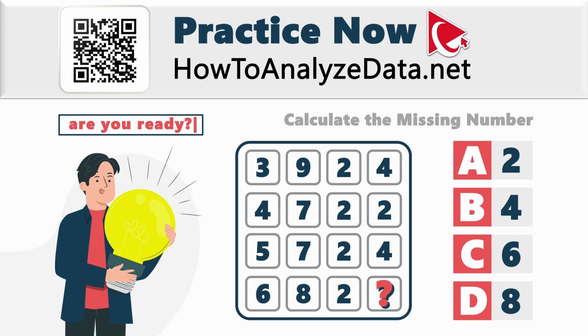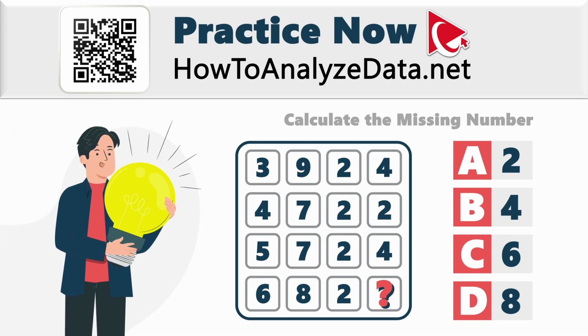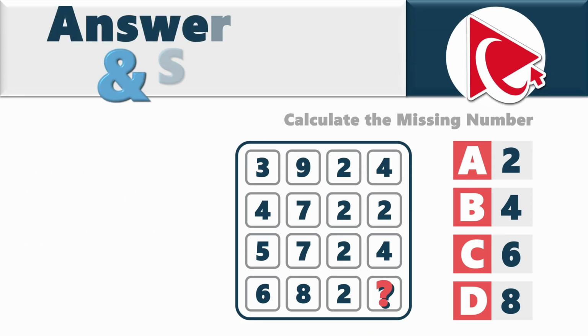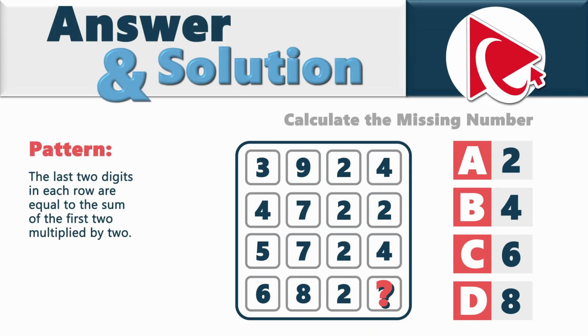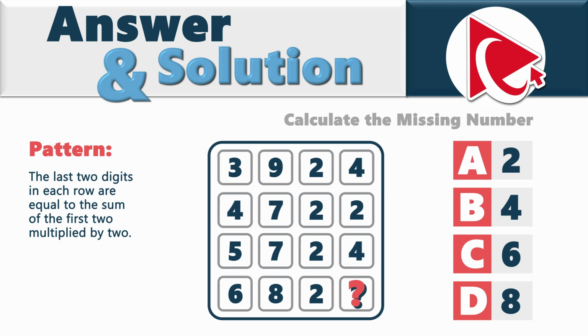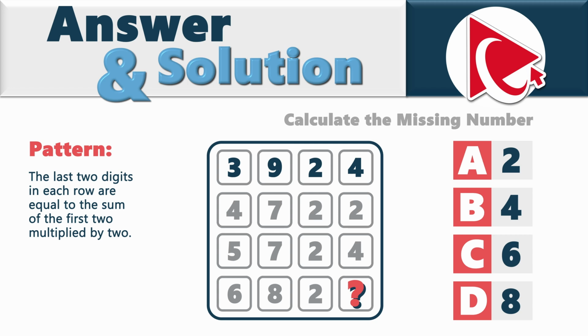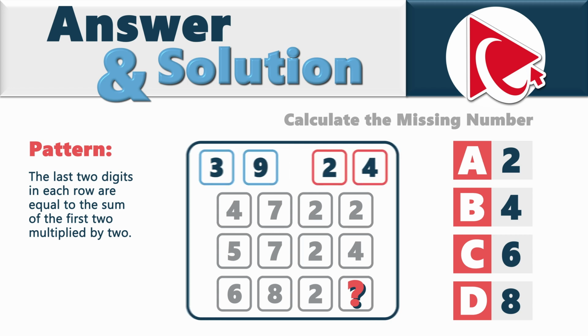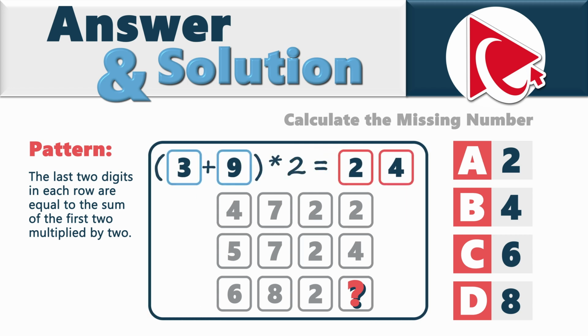Are you excited to share your solution? Let's roll up our sleeves and begin the comparison. The pattern here is rather simple. The last 2 digits in each row are equal to the sum of the first 2 digits multiplied by 2. Let's look at the example. The first row has numbers 3, 9, 2, and 4. 3 plus 9 equals 12, multiplied by 2 equals 24.